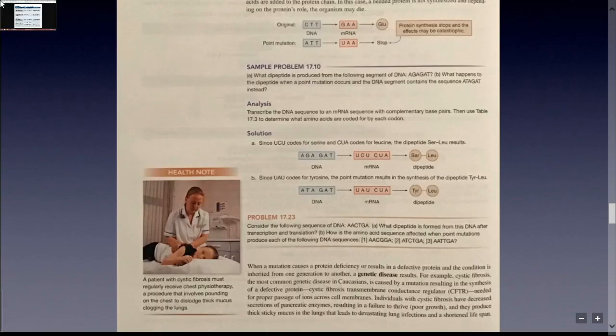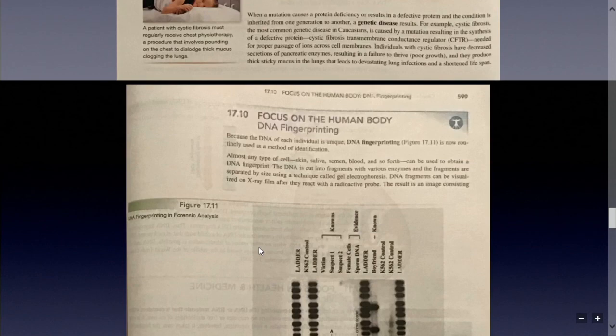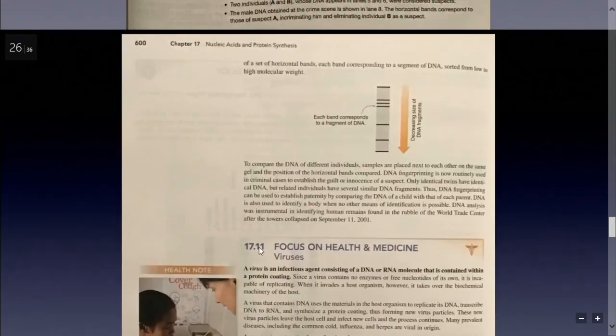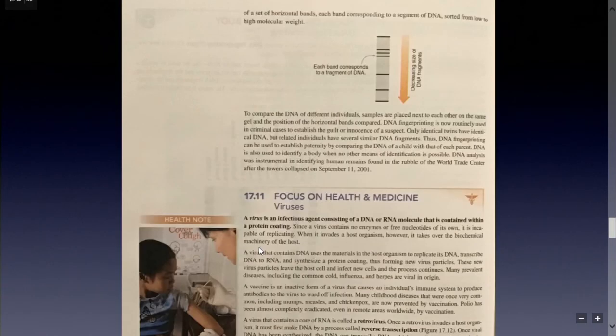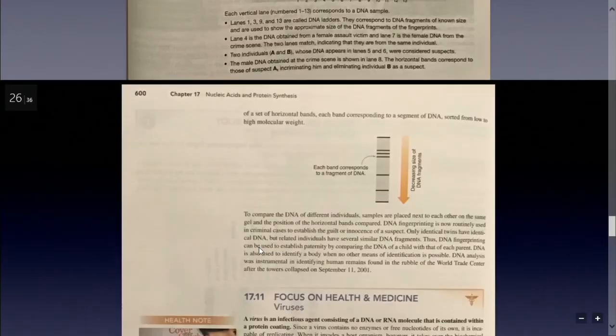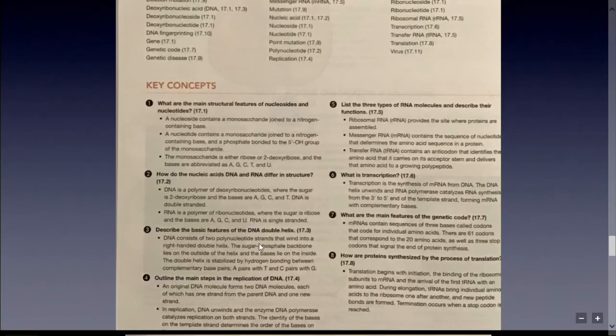And so I think we just got one more lesson about 17.10, focus on the human body, viruses, how relevant is that, and fingerprinting. I'll make that video now, and we'll be done.